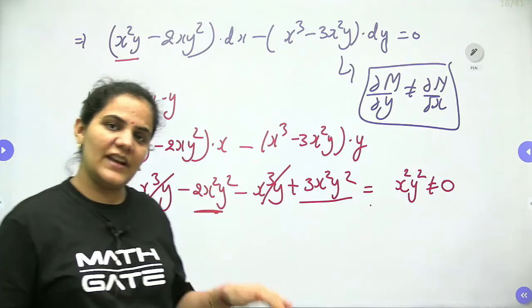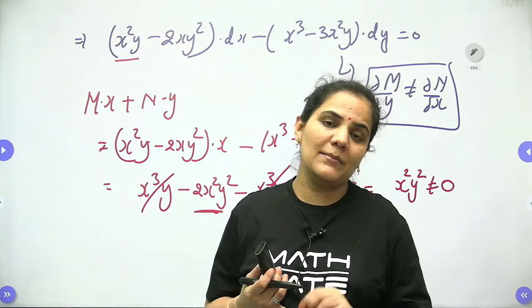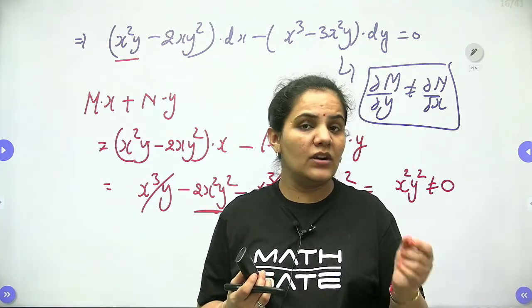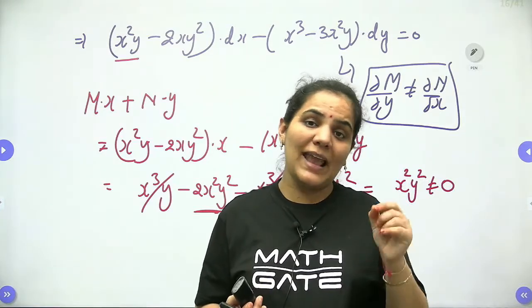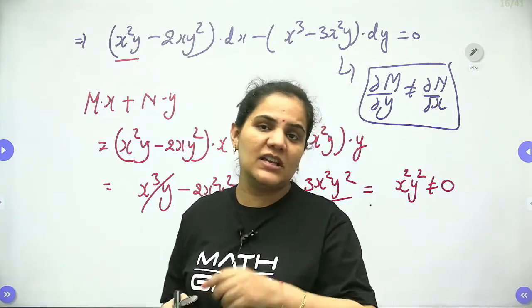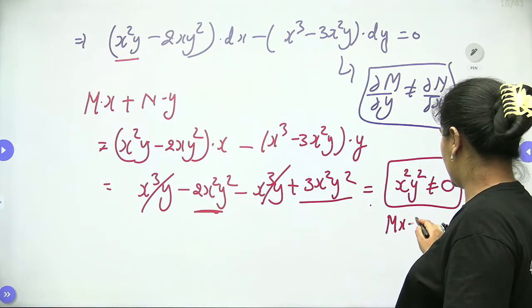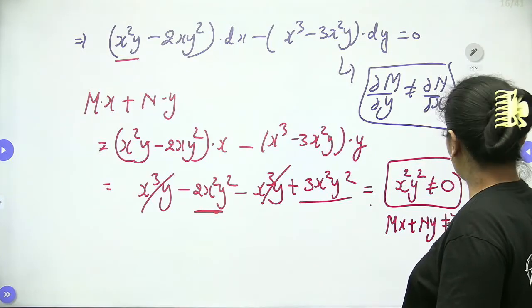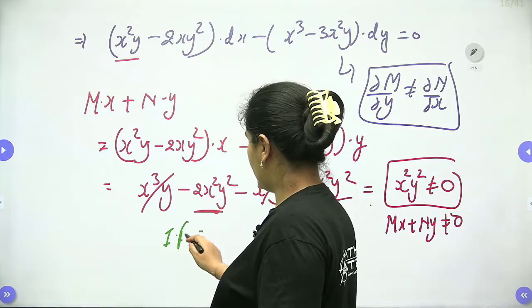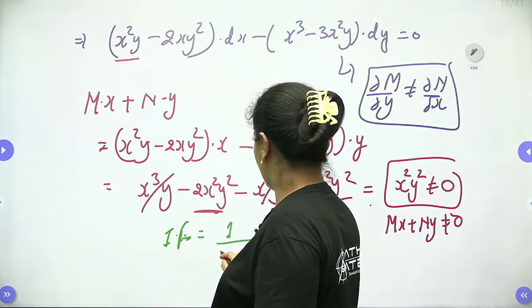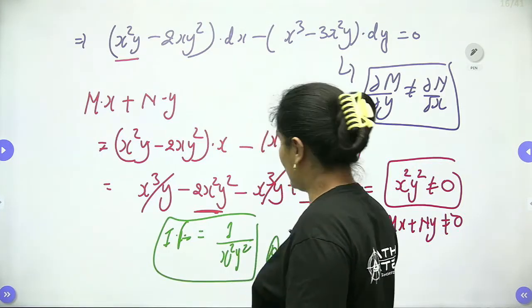As we already discussed, when we have the form M dx plus N dy equals 0 with a homogeneous equation, the integrating factor is 1 by (Mx plus Ny) if Mx plus Ny is not equal to 0. You can see here Mx plus Ny is not equal to 0. So you can directly say, hence, the integrating factor for this particular equation will be 1 by x square y square, my dear students. So we can conclude here, the final answer.